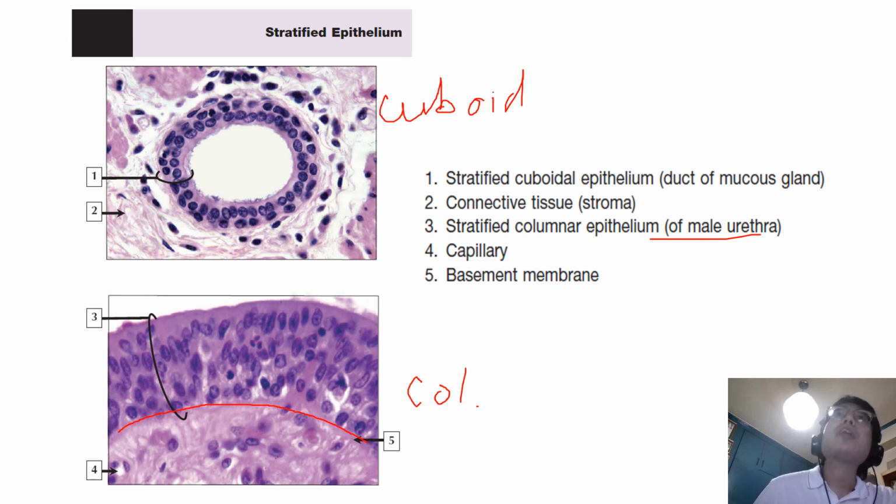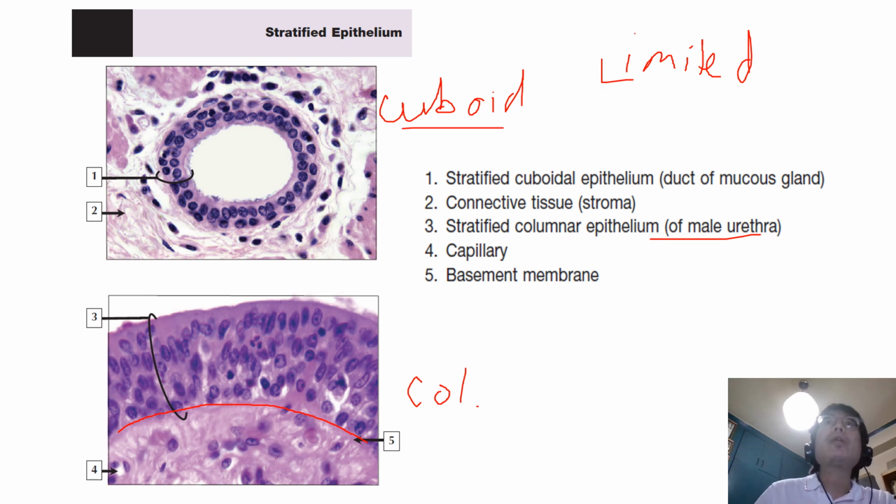Stratified cuboidal and stratified columnar epithelia have a limited distribution in the adult. They both contain two or more layers of cells, and because they are stratified, they are primarily protective and better suited to withstand wear and tear. Stratified cuboidal is usually made of just two layers of cuboidal cells. It lines the ducts of sweat glands and other exocrine glands.